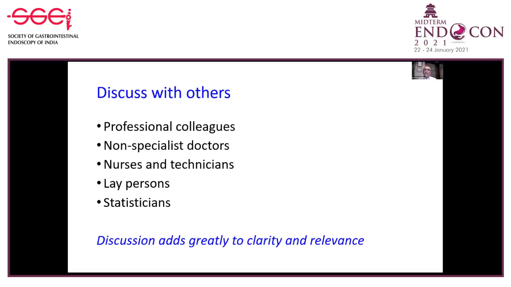You need to talk to a layperson because finally the layperson is looking at this and saying, what is this guy doing? So if you can, I mean, it might be your wife, it might be your brother or sister, it might be somebody else, you can talk about it. And finally, you need to talk to statisticians and understand what kind of statistics you need or what kind of power you need for the study. So discussion adds greatly to the clarity and to relevance.